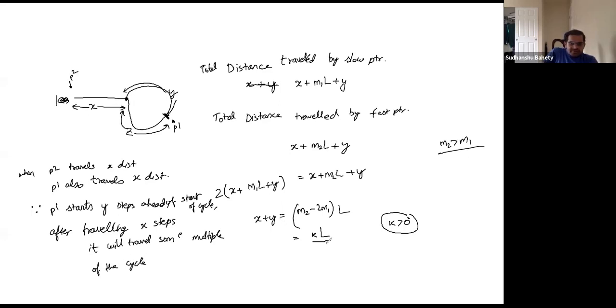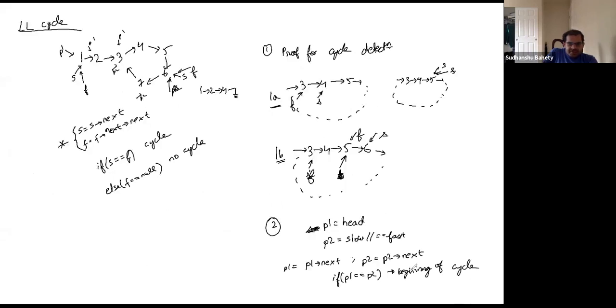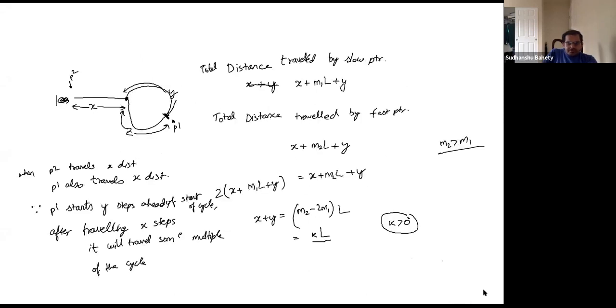Because x plus y is some k times l, right? So when p1 travels x, p2 also travels x, and we know that after x, p2 will be at the starting of the cycle. So p1 also will be at the starting of the cycle. That's why we say that at each step you move both the pointers by one distance, and wherever they meet, that's the beginning of the cycle, right? So you move this by one distance, and you also move this by one distance, and wherever they meet, that's the beginning of the cycle.